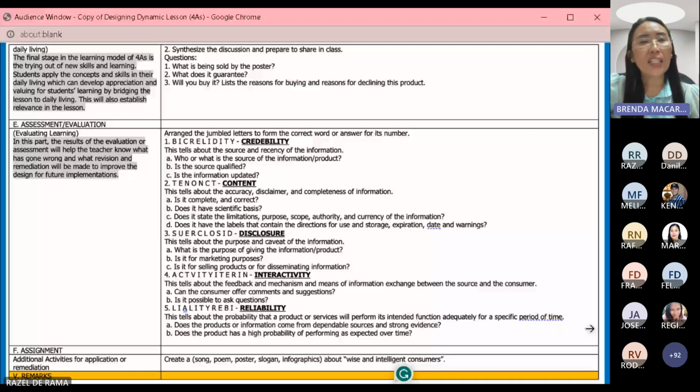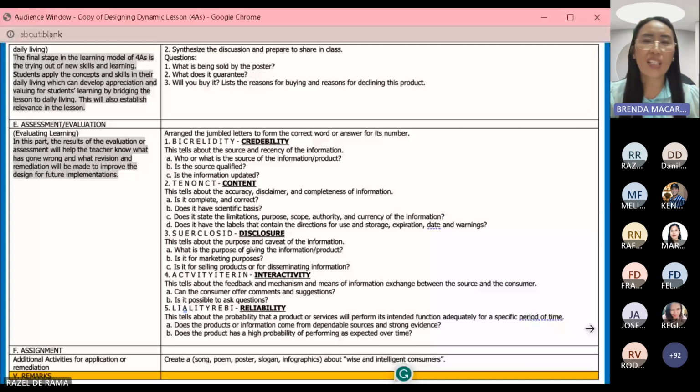Next part, of course, doon sa pinaka-guide natin, may nakalagay doon additional activities for application or remediation. That is actually yung assignment na ibinibigay natin. So nilagay ko dyan, they can create.